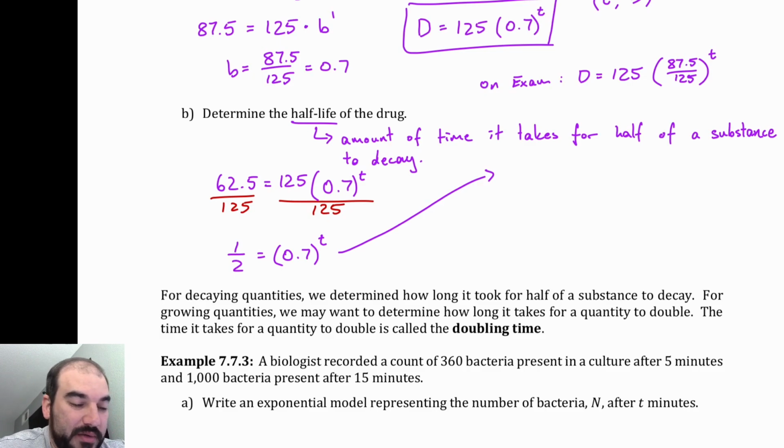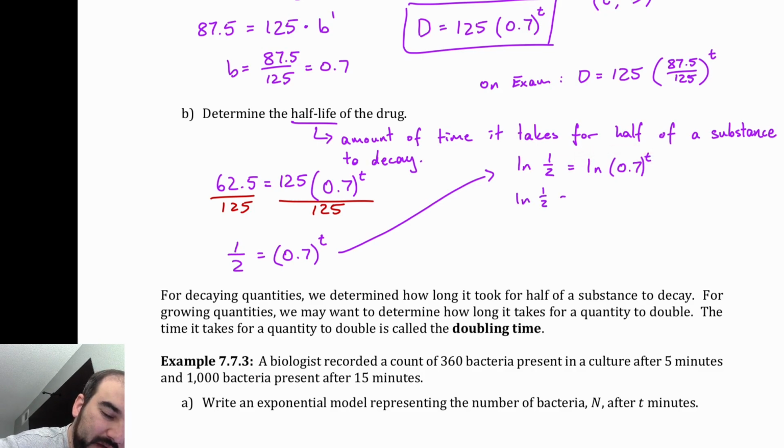It doesn't matter which log we take. When I say which log, I'm talking about the base of the log. I'm just going to use natural log because it's shorter to write. It's just ln of 1/2 equals ln of 0.7 to the t power. And the purpose for doing that is we can take this t and bring it to the front, right? That's our power rule. So ln of 1/2 equals t times ln of 0.7. And then I can divide both sides by that ln of 0.7. So t ends up equaling ln of 1/2 divided by ln of 0.7.